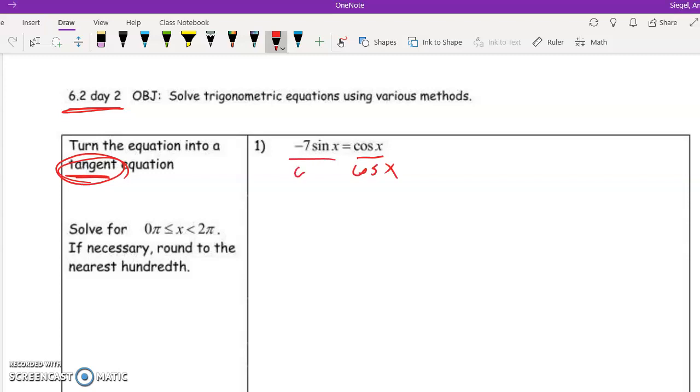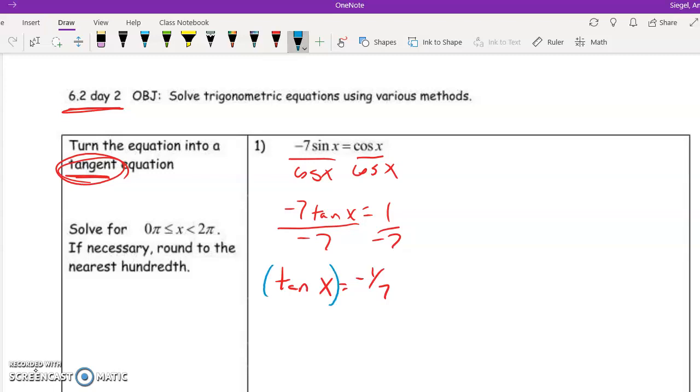So I'm going to just divide both sides by the cosine of x. So sine over cosine is tangent. So on the left-hand side, I have -7 tangent of x equals 1. So then I'm going to go ahead and divide by that -7. So I have tangent of x equals -1/7. And so now this should become more familiar. So I'm going to multiply by tangent inverse. And so I have x equals tangent inverse of -1/7.